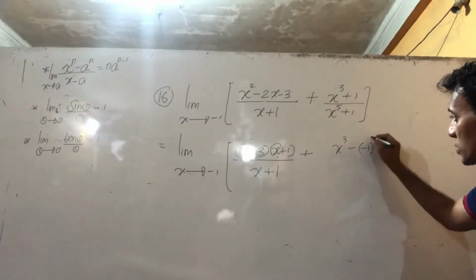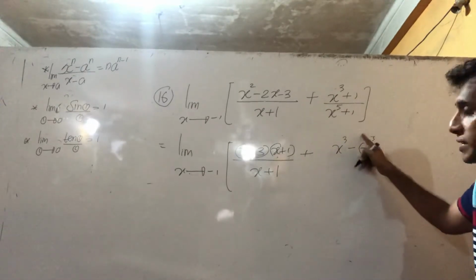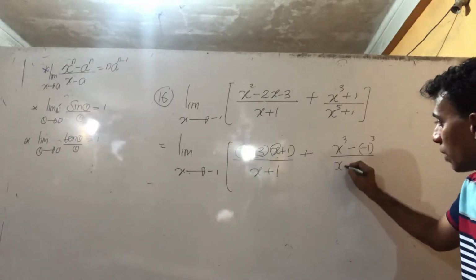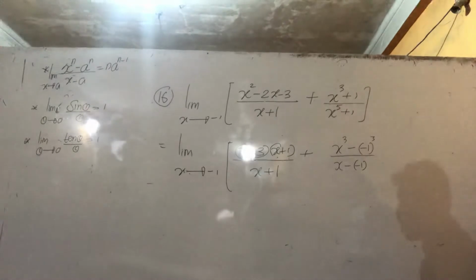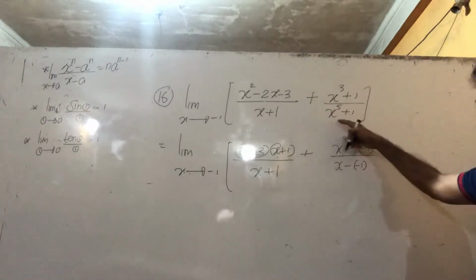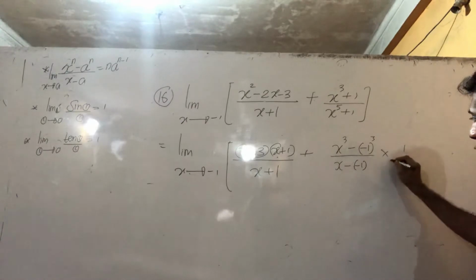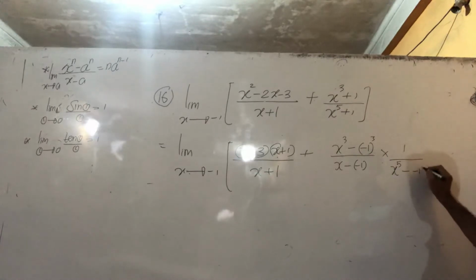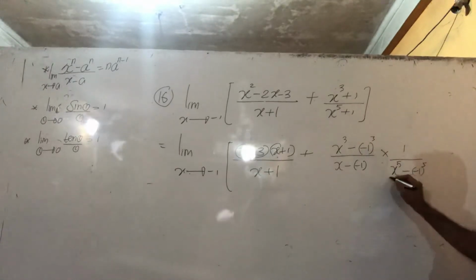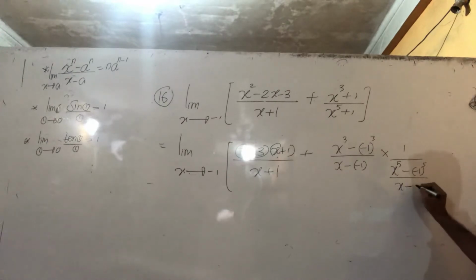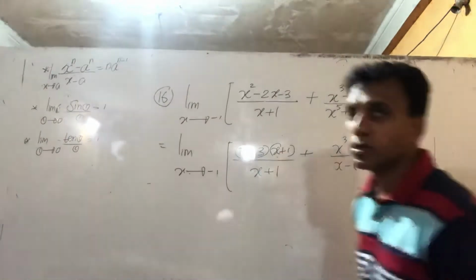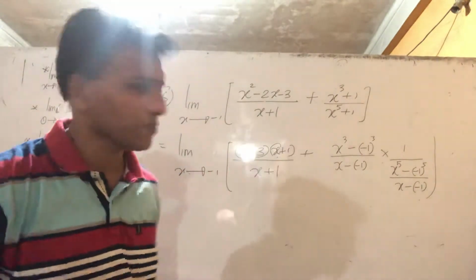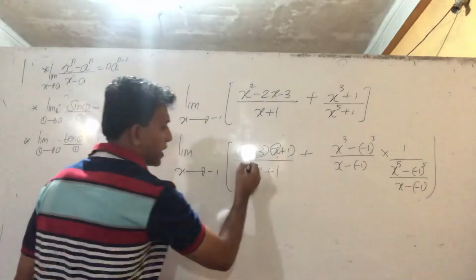can you write this one? Minus 1 to the power 3, that is negative 1, negative negative, plus. Then below, without the power, x minus minus 1. Also this one, I'll put a multiple and write it: 1 over (x to the power 5 minus minus 1 to the power 5) over (x minus minus 1). Check that: a negative number with an odd power is minus. Therefore, here x plus 1 cancels.